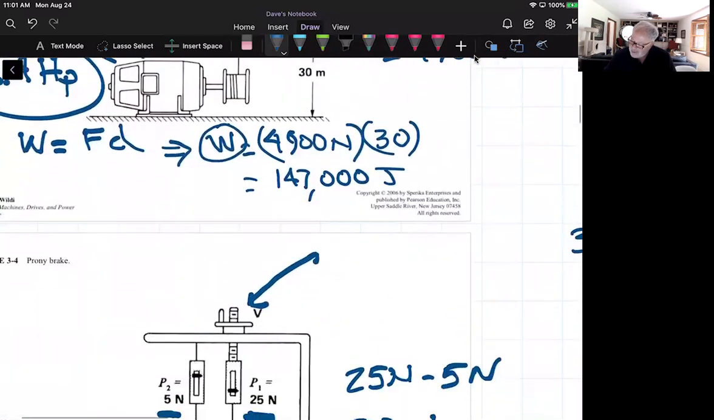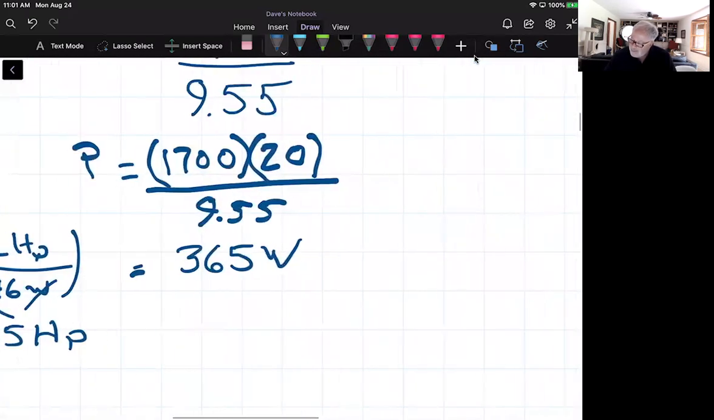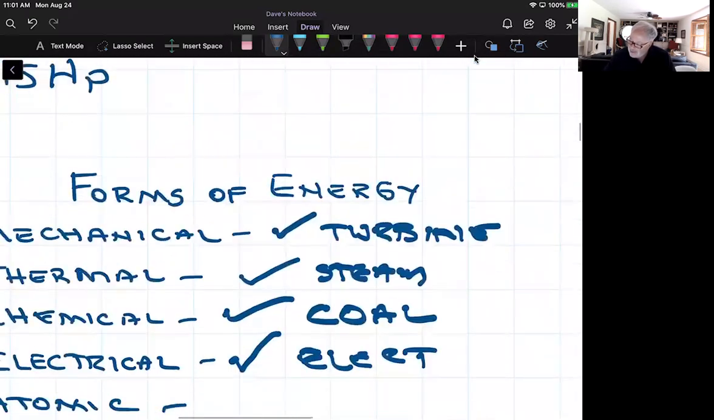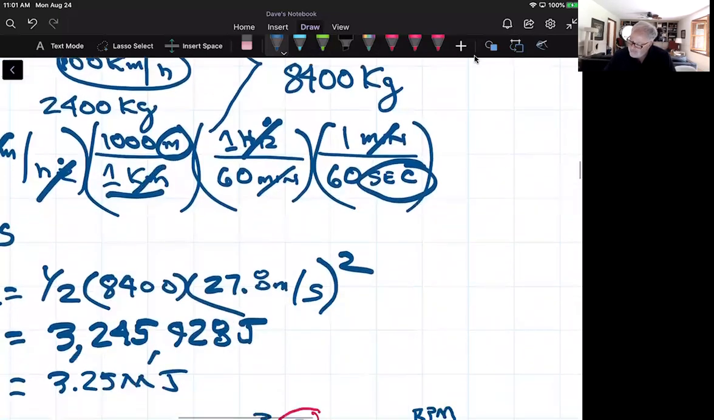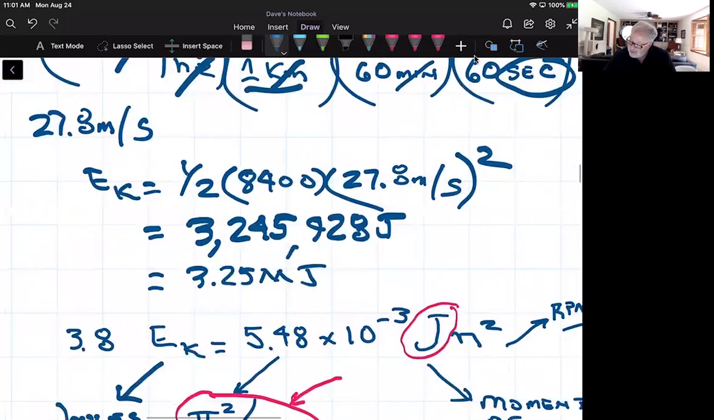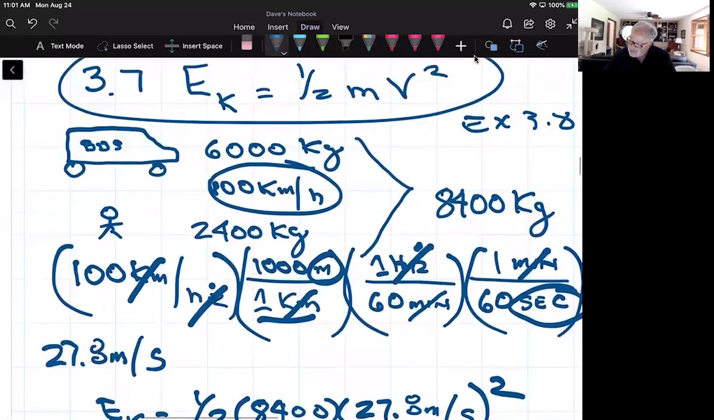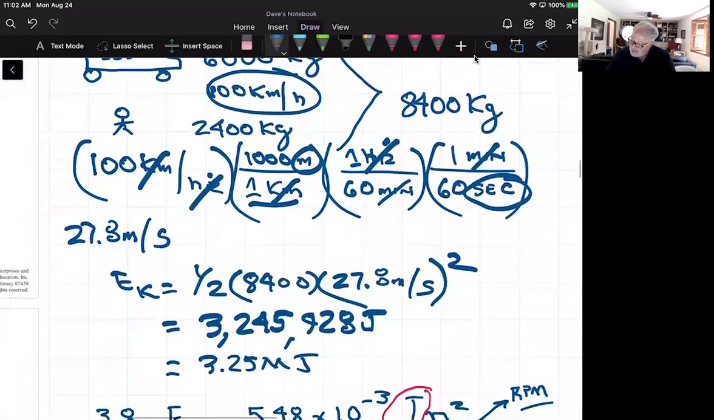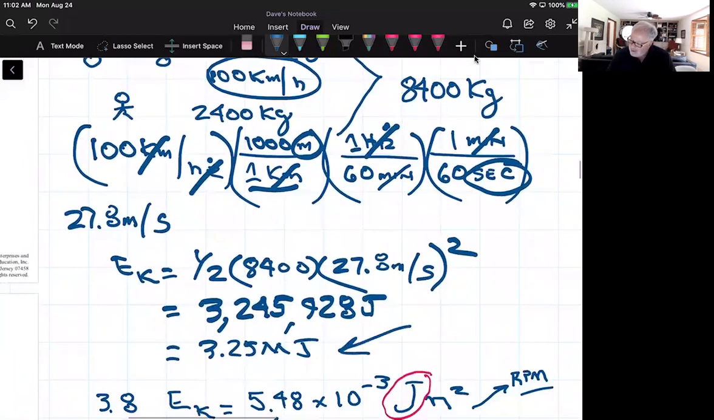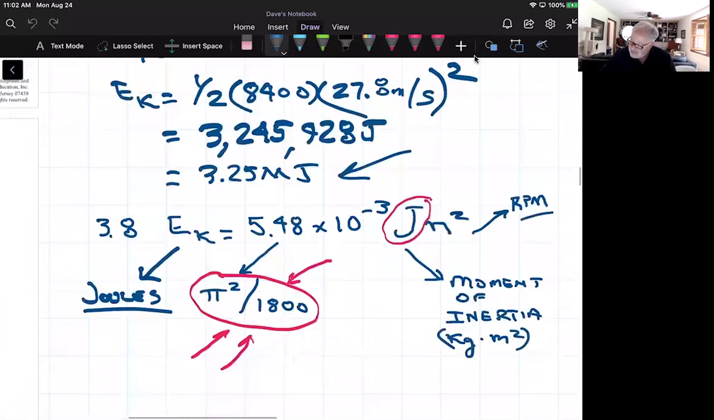We worked an example earlier where we had a bus. Remember the bus? Here's the bus, and it was loaded with 40 people, and we went through all that derivation, and we found out that the total energy in this bus that was moving down the highway was 3.25 megajoules of energy.